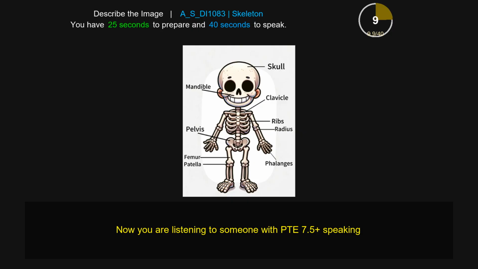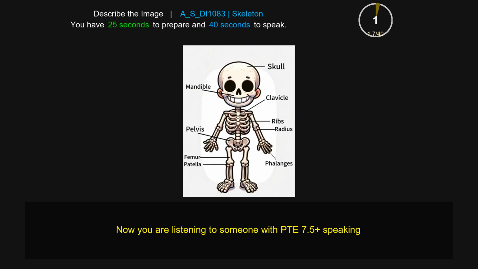So the topmost of this skeleton is covered by the skull and the mantle, and the middle part of this body is covered by ribs, radius, and pelvises, and the lower part of the body is covered by femur, patella, and phalanges. The medical students who want to learn more about the human structure can utilize this model to learn more about that, and they can pass in their exam.